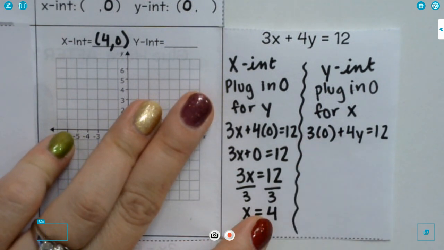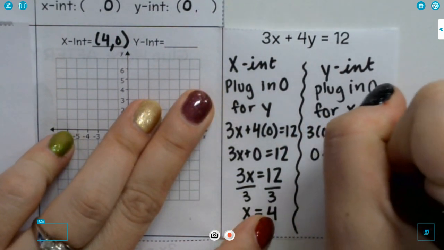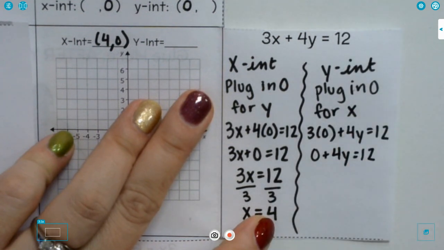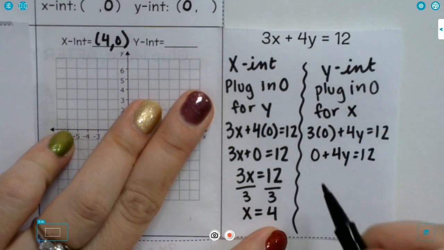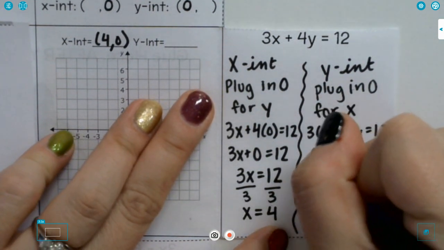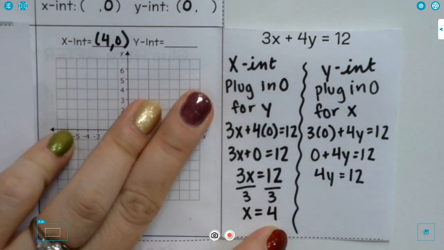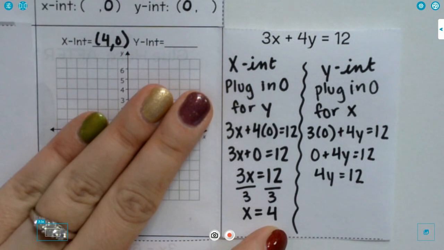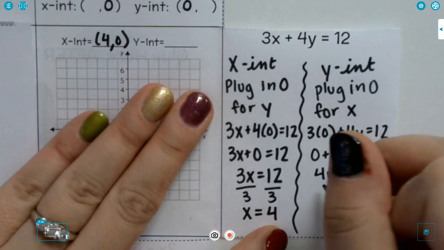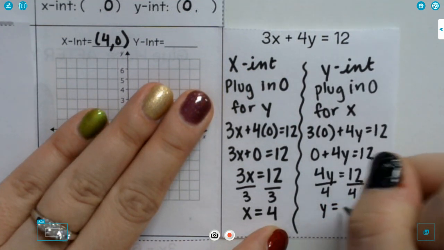We know that 3 times 0 is just 0. So we've got 0 plus 4y equals 12. Nothing plus 4y is just 4y. So this is just 4y equals 12. We can divide both sides by 4. Get y equals 3.